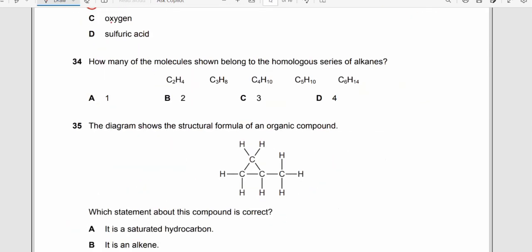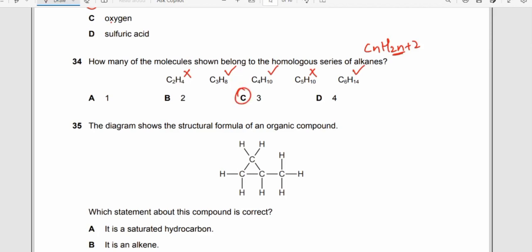How many of the molecules shown belong to the homologous series of alkanes? Alkanes follow CnH2n+2, meaning the number of hydrogens is two more than double the carbon. C2H4, no, only double, not two more than the double, so this is CnH2n, an alkene. C3H8, this is okay. C4H10, it's okay. C5H10, just double, this is an alkene. C6H14, 12 plus 2 is 14, this is also okay, two more than the double of the carbon. So 3 are there.